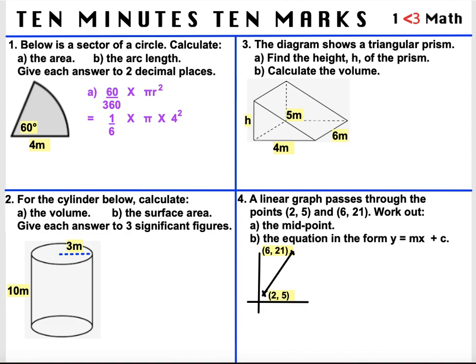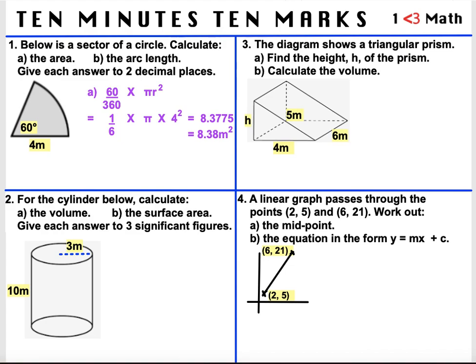That's going to give you an answer of 8.3775. It's always worth looking back at the question at this point. It says 2 decimal places, so our answer for the area of this sector is going to be 8.38 meters squared, because 8.377 means that the second 7 is going to round up to 8, so we've got 8.38 meters squared.